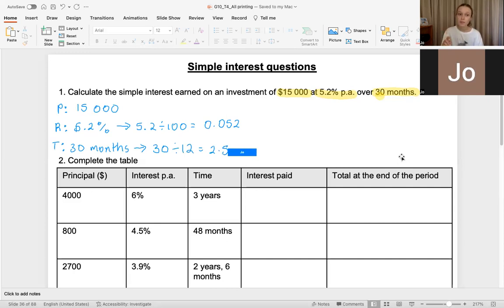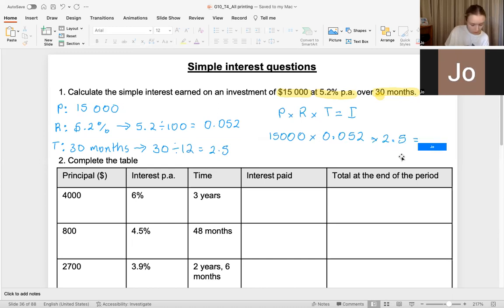Okay, I've got my time in years, my rate is a decimal, and my principal. I can now use my formula. My formula is principal times rate times time equals interest. Principal, 15,000. Times rate as a decimal times time equals $1,950.